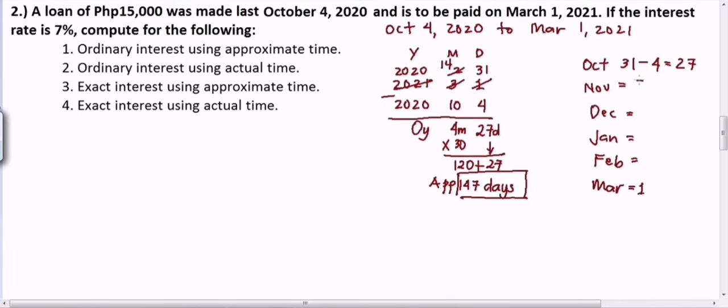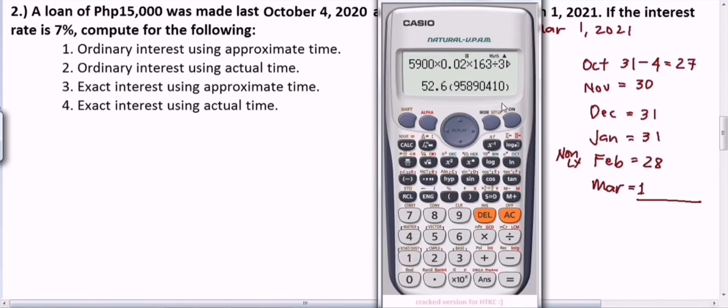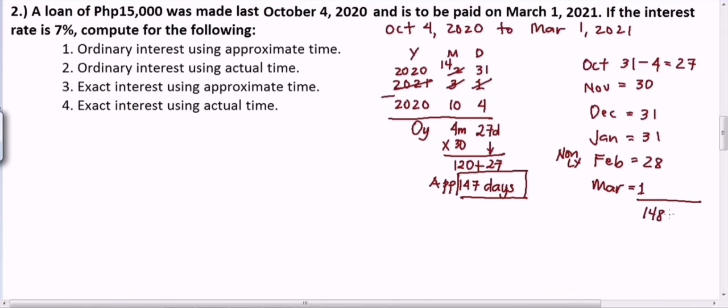Ayan. So, November, we have 30 days. December, we have 31 days. January, 31. Okay, February, leap year ba to or non-leap year? So, 2021 is non-leap year. So, dinescuss ko rin yan dun sa isang video kung paano nyo malalaman kung leap year or non-leap year. So, non-leap year siya, therefore, 28 days lang to, guys. Okay, so add natin to. So, this one would be 27 plus 30 plus 31 plus 31 plus 28 plus 1. So, 148. So, 148 days. Yung actual. So, this one is the actual.